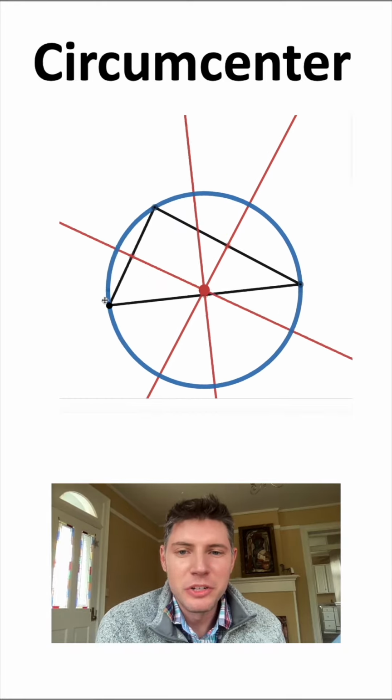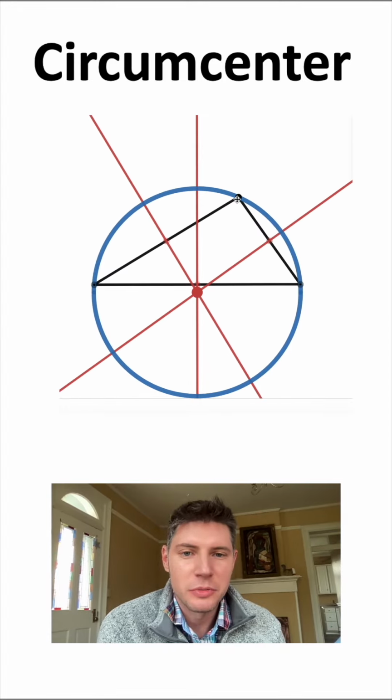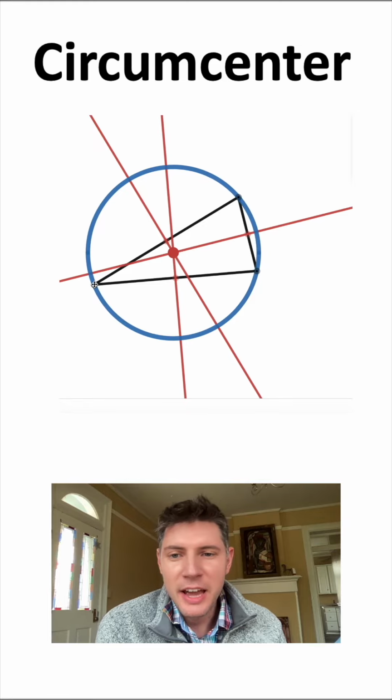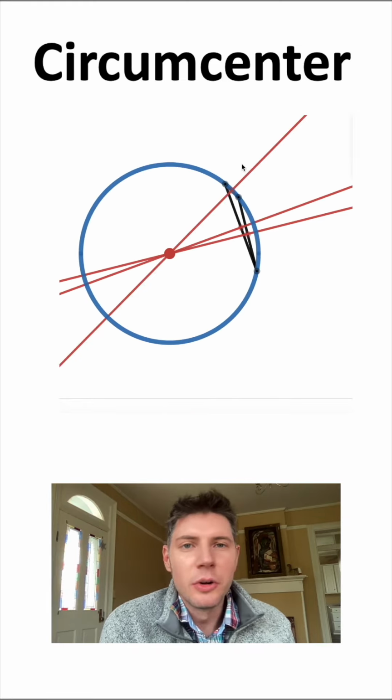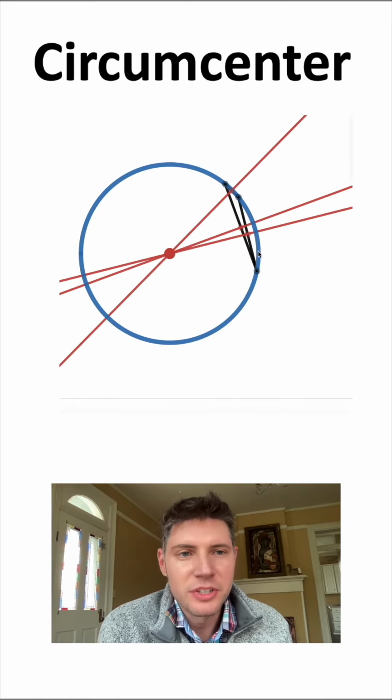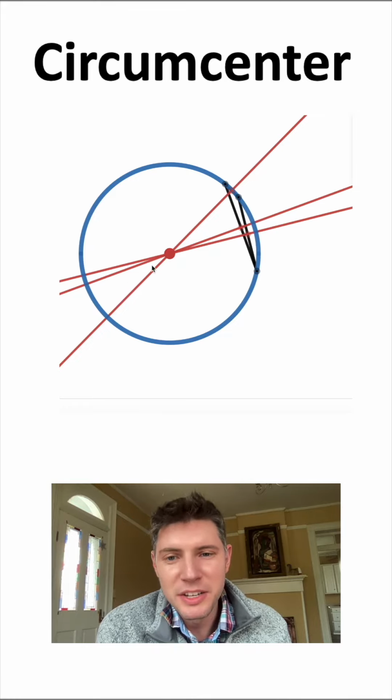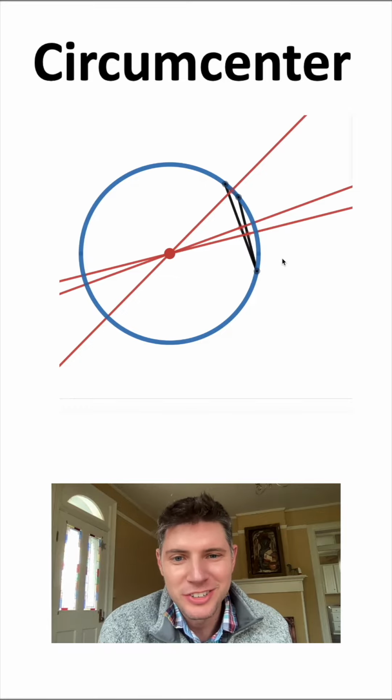And no matter what we do with this triangle, no matter how we move these three edges, it will always be the center of that circle. As this triangle gets more obtuse, notice how this circle still goes through the three vertices of the triangle, and this intersection of the three perpendicular bisectors is still the center of the circle.